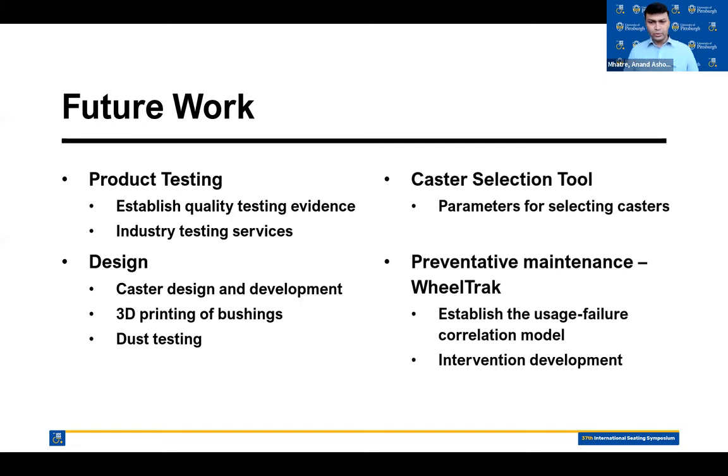Caster selection: we are developing a list of parameters that can help with selecting casters. I don't want to dive too much into what these parameters look like, but we can develop a caster selection tool which can be used by clinicians when they are prescribing or selecting casters. And then preventative maintenance, WheelTrack wise: we are developing this correlation model, as I mentioned, and we're looking forward to developing an intervention where you can do preventative maintenance with wheelchairs in the community.